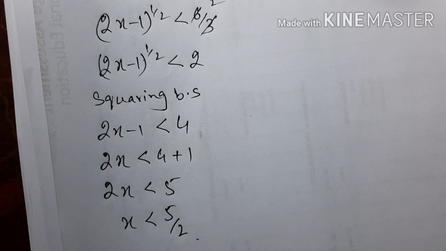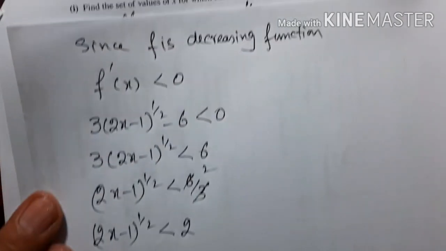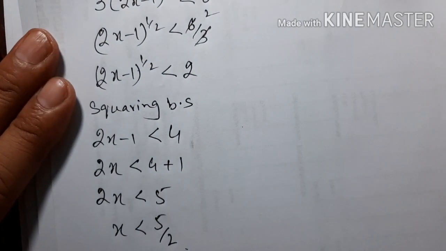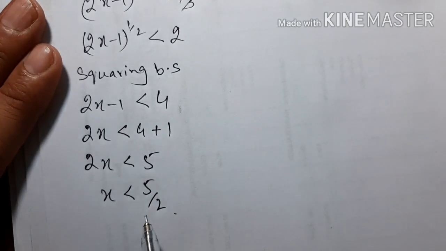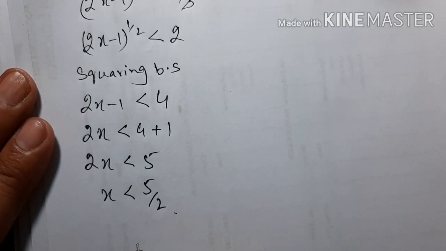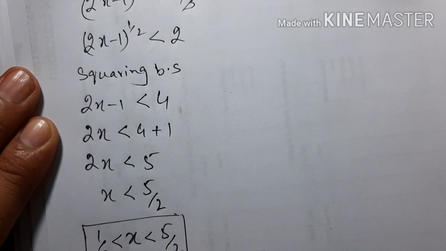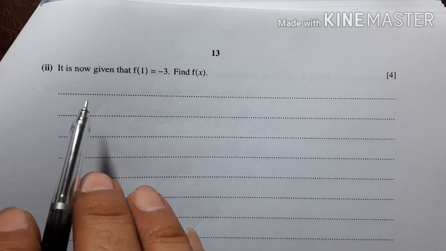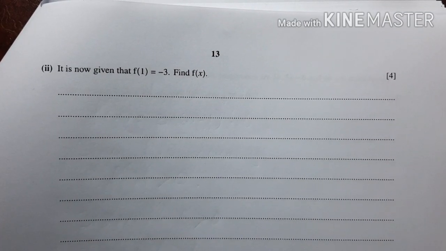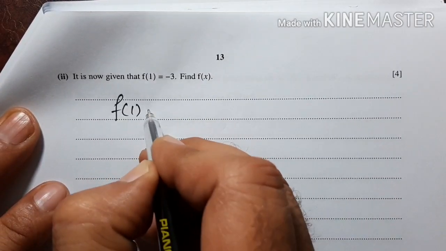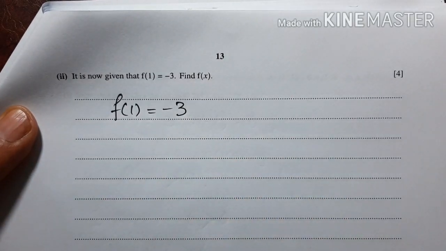Now, in the question, the value is given x is greater than 1 by 2. So x is greater than 1 by 2 and x is less than 5 by 2. So the range of values of x will be greater than 1 over 2 and less than 5 over 2. This is our answer of part 1. Part 2 is, it is now given that f1 is minus 3. Find fx.